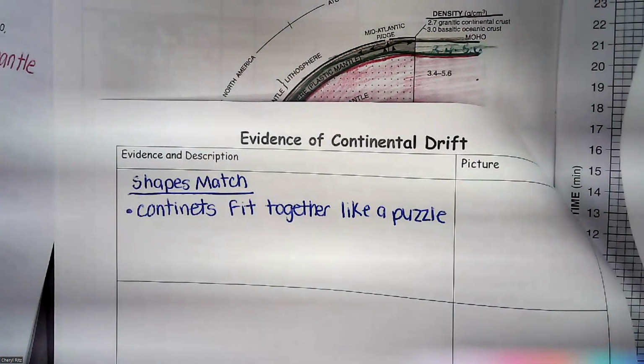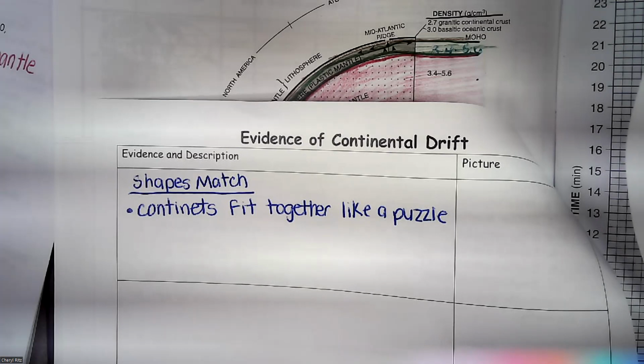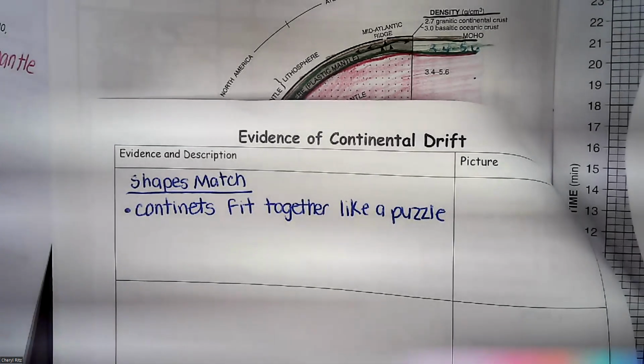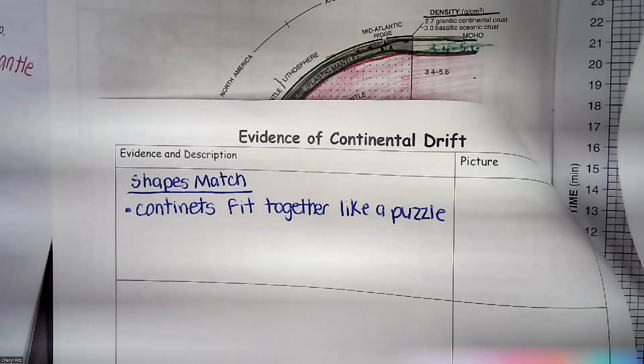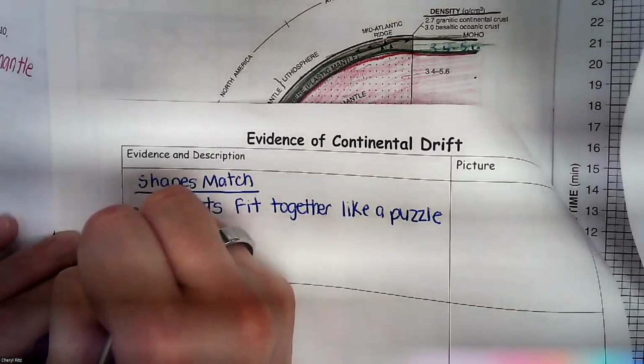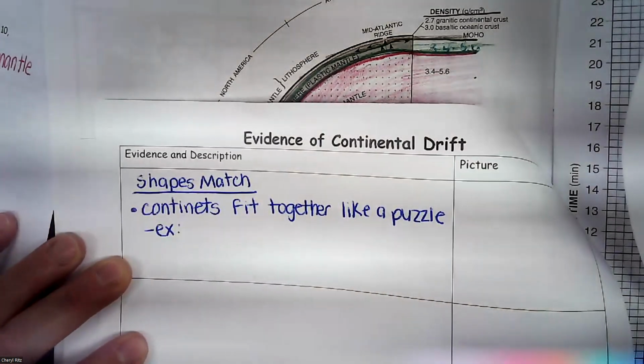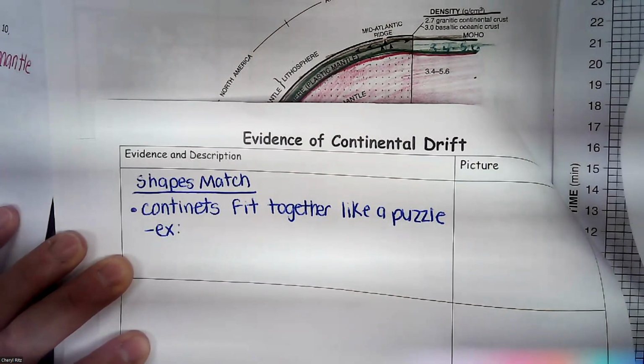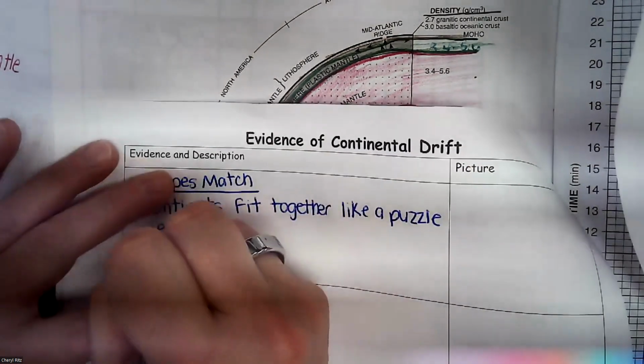Do you think we should include anything else in that? I think I might include just one of the examples at least. Maybe that South America and Africa fit perfectly together. And it's kind of obvious too, if you see South America fitting right in with Africa, or if you want to include how North America fits right in over that bulge of South America and Africa, however you want to do it. I am going to include mine. I'm going to say example, South America.